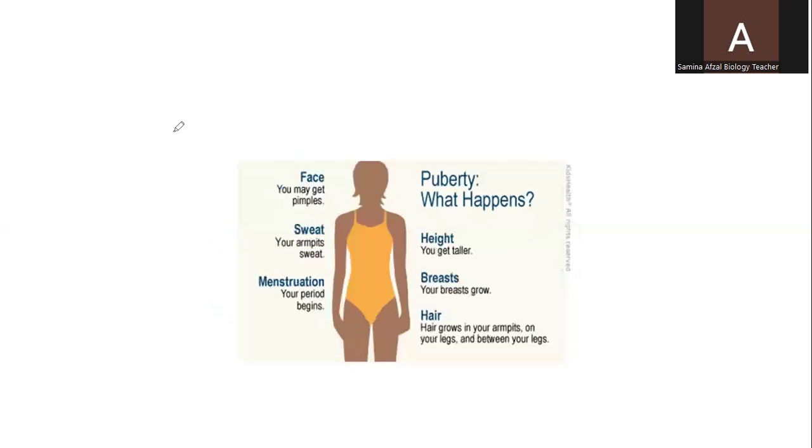They also get pimples on their body, their height also gets taller, sweat glands produce sweat, and breasts grow bigger. Hair is also produced on the underarms, legs, and on the face as well. Menstruation will start, which shows that the female is able to reproduce now.